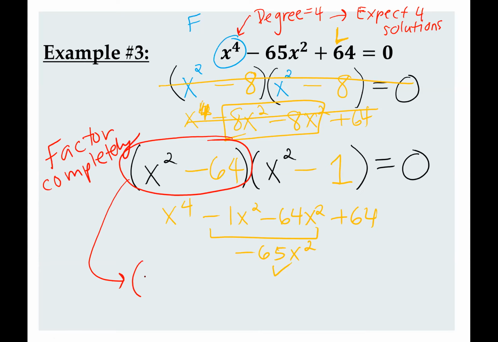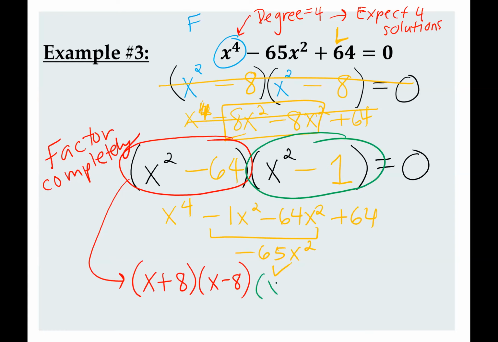x squared minus 64 can be broken up into x plus 8, x minus 8. That's called the difference of squares. You learned that when we went over special factoring. Same thing with the x squared minus 1. That is also a difference of squares. That's now x plus 1, x minus 1. Okay, equals 0. So take a look. We have 4 factors now. Each of them is in parentheses. Here's what we have. x plus 8, x minus 8, x plus 1, x minus 1 equals 0.